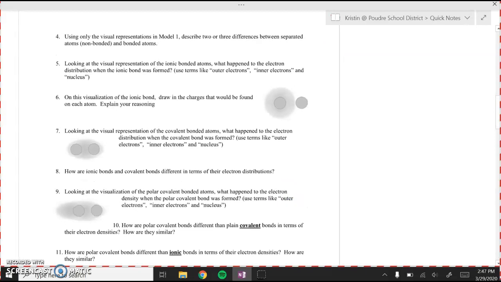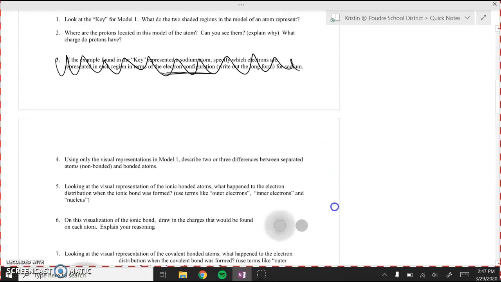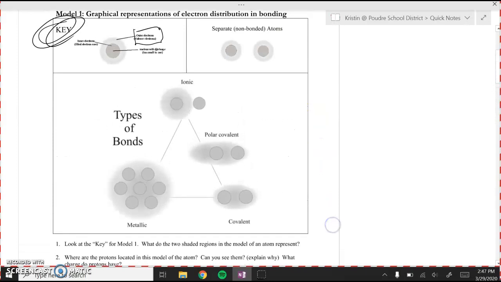So for number 4, describe 2 or 3 differences between separated atoms and bonded atoms. So separated atoms each have their own outer cloud and inner cloud. Bonded atoms could have one that only has inner electrons and one that only has outer electrons. It could share electrons and be connected by an electron cloud in the middle. And it could have an electron cloud that sticks out one side, or an electron cloud that is symmetrical on both sides. And that's all very different from our non-bonded atoms.